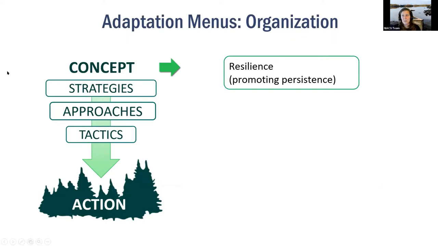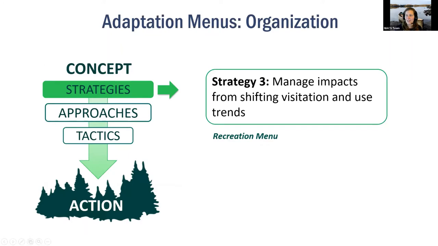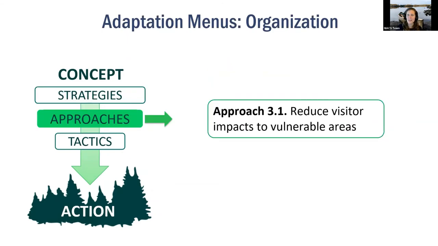I'm just going to fly through an example here to show you how moving from the broad to the specific works in the case of the menus. So at the very top level, we might be thinking about promoting resilience in our project area, in our system. So how do we allow our system to bounce back after a climate disturbance? Within that, using the recreation menu, you might key in on a strategy like manage impacts from shifting visitation and use trends. And within that, you might identify the approach reduce visitor impacts to vulnerable areas as being one that's particularly applicable.